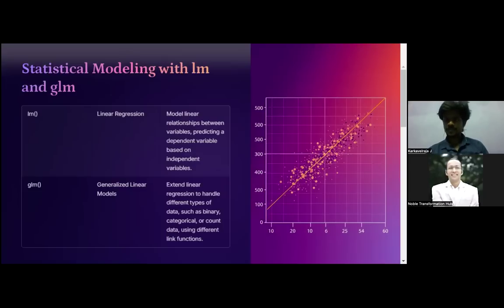Yes, guys. Statistical modeling with LM and GLM models. So LM is a linear regression model. It models the linear relationship between variables, predicting a dependent variable based on independent variables. That's what it is. It is the same linear regression concept, but in R it is called LM and GLM. Then GLM is generalized linear models, which extend linear regression to handle different kinds of data such as binary, categorical, count data using different link functions. So keep it simple.